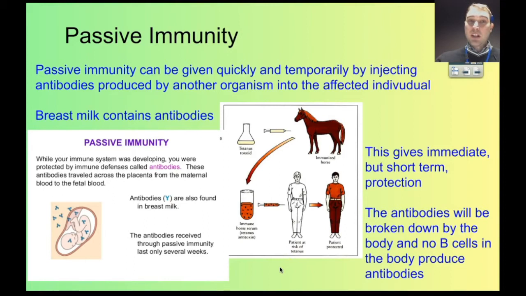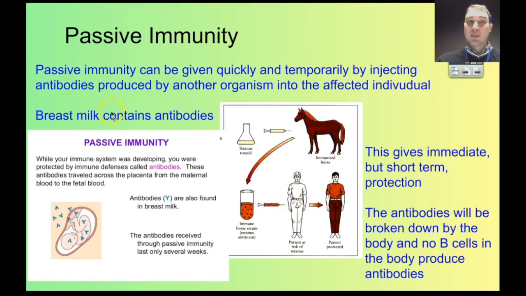Passive immunity you can get quickly and temporarily by injecting antibodies that are being produced by another organism into the affected individual. Here's an example using tetanus. You have tetanus toxoid, you inject that into a horse, and you leave it in the horse for a week or two. You take some blood from the horse, and now that horse has produced antibodies to the tetanus toxoid. You take those horse antibodies and inject them into a person who's immediately at risk of tetanus, and then they'll be protected for a short amount of time because they have the horse antibodies floating throughout their body.